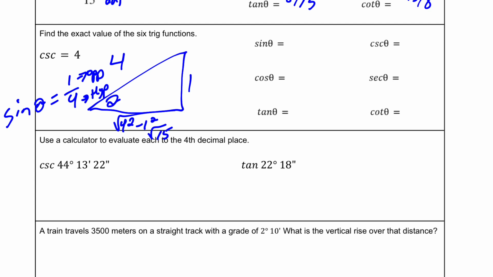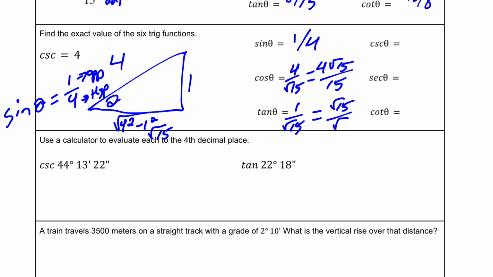To find the sine ratio, well, we already did that actually. It's 1/4. The cosine is going to be 4 over root 15, which we have to rationalize. That becomes 4 root 15 over 15. For tangent, that's 1 over root 15, which becomes root 15 over 15. For these, we just flip, so that becomes 4 over 1, or 4. This is root 15 over 4. This is root 15 over 1, or just root 15.